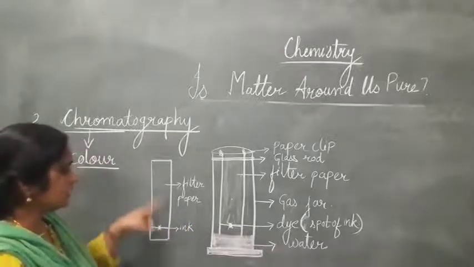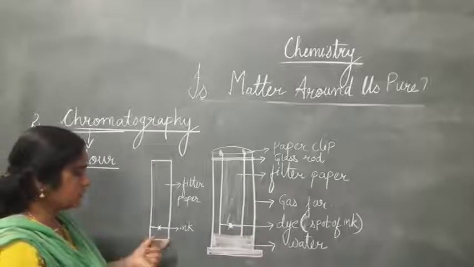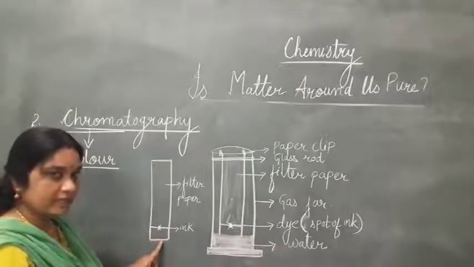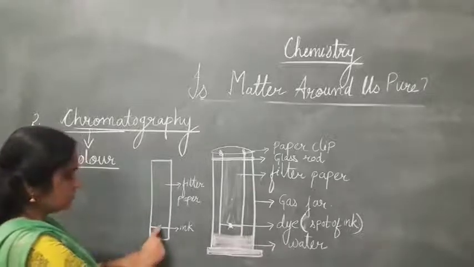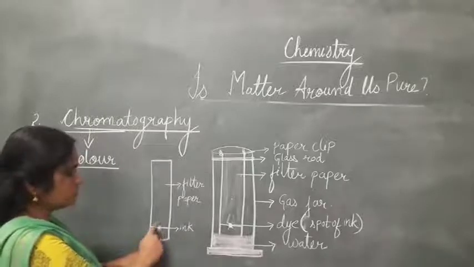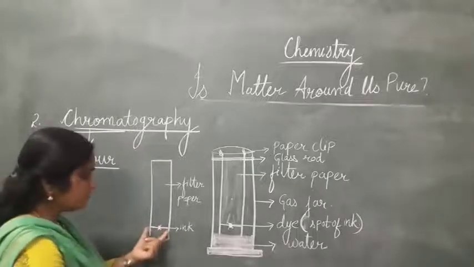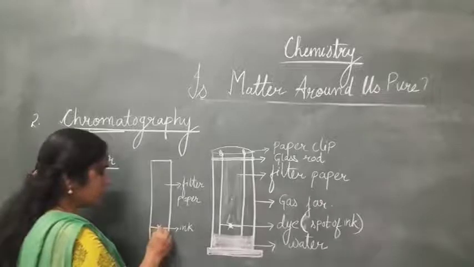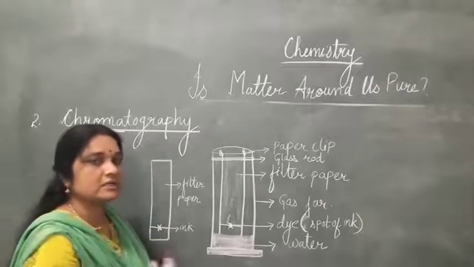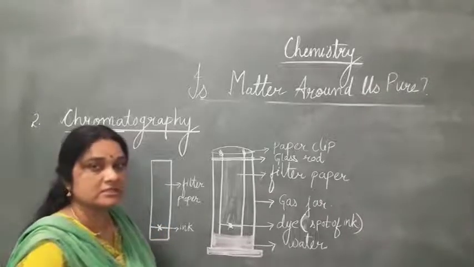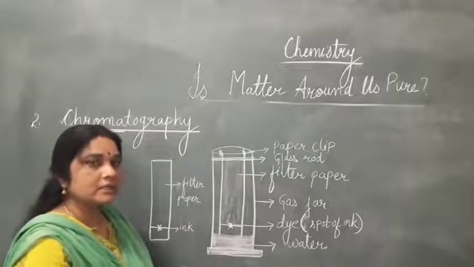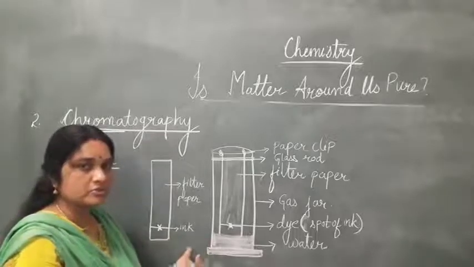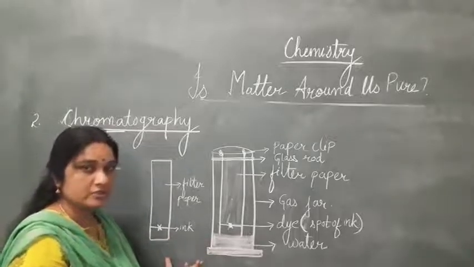So what you have to do, take a filter paper, cut it into a rectangular piece, and on the lower end of that, about 1 centimeter or 2 centimeter from the edge, draw a line. After drawing a line, you put a drop of ink, whichever ink color you want to see, to find which are the different colors present in the dye. You can take water soluble paints, because we are taking water as the main solvent here.